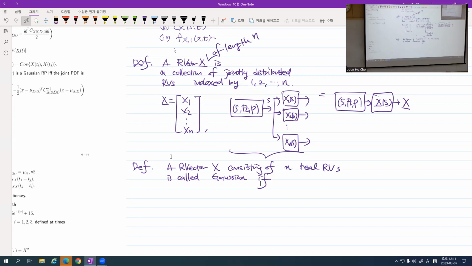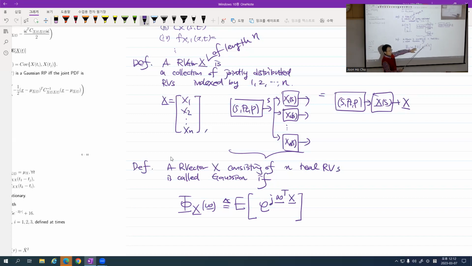The definition, surprisingly, is better described in terms of the characteristic function. So its characteristic function, denoted by capital phi sub x of omega, is defined by using another notation, expectation notation, but this is very simple. E to the j, where j means the square root of negative 1, omega transpose x. And by the way, this is just the definition of any characteristic function over a random vector, and this equals some special form. In that case, we call that random vector X Gaussian, real Gaussian.